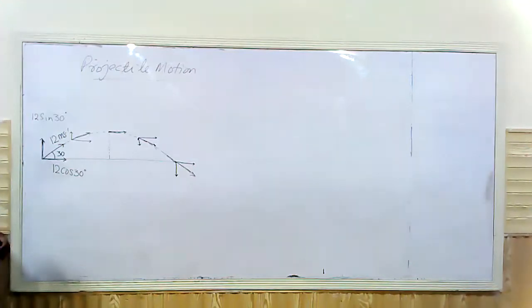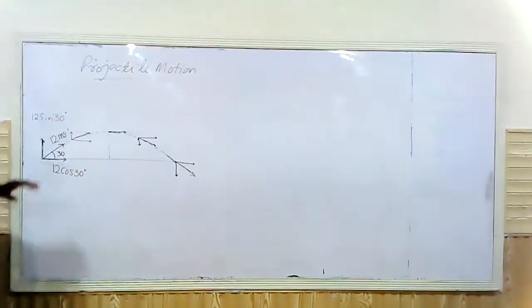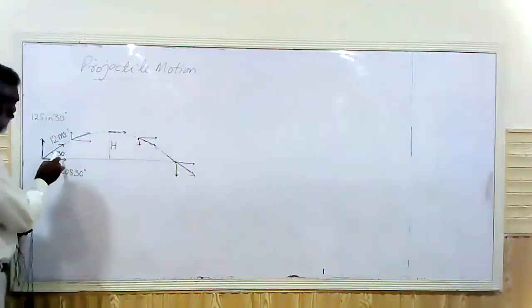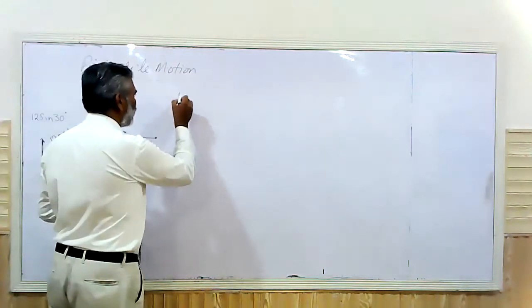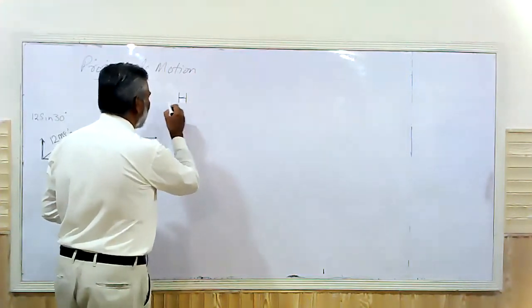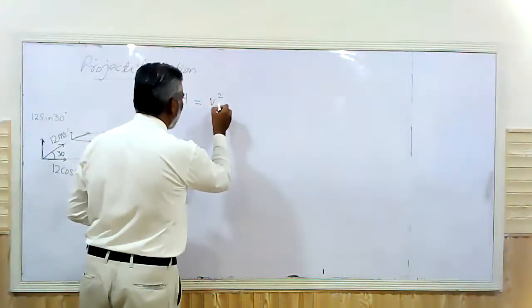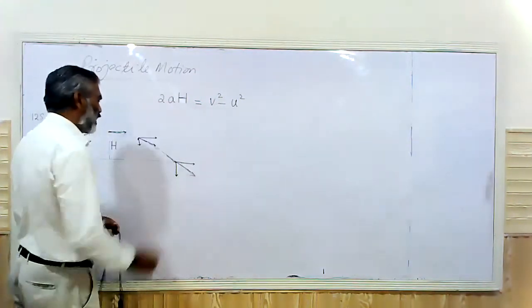That means if I want to apply the equations of motion along the vertical, let's say I want to know what height this object achieved, the maximum height to which it rises. If this is the initial velocity at this angle, then this maximum height, capital H, is calculated using 2as equal to v square minus u square. I have replaced s with capital H.